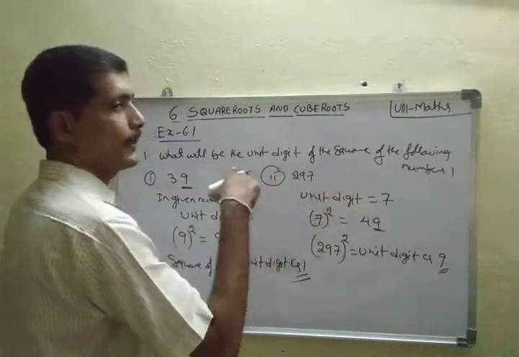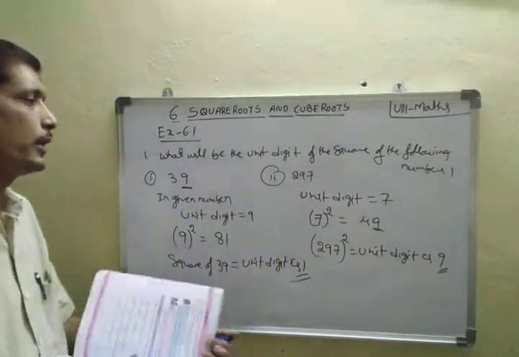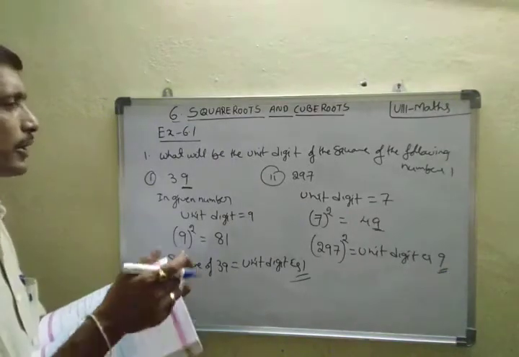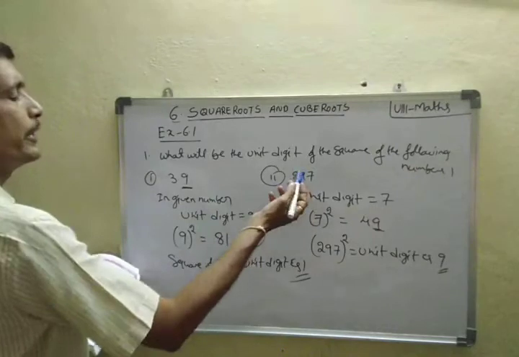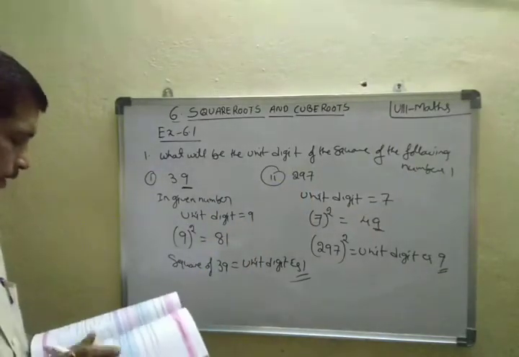Suppose 0 is given, the unit digit is also compulsorily 0. Therefore, what will be the unit digit of the square of the following number? Therefore, it is based only on the unit digit. Okay.